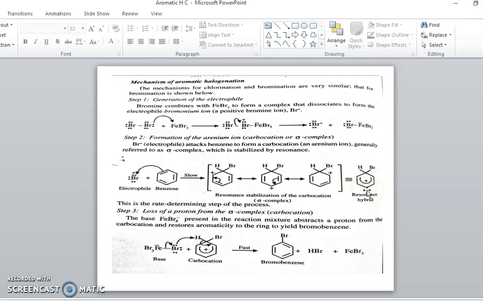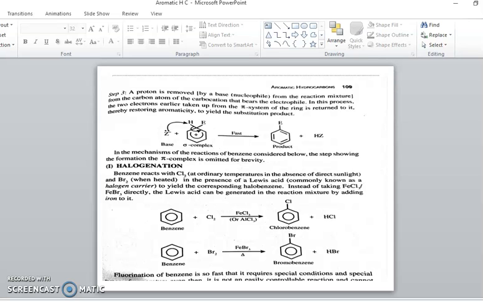Now the last step is this one. Here you have the nucleophile or the base, FeBr4 minus. That will take up an H plus from here. Now this excess electron will be added towards this carbocation or sigma complex to get the product. Okay, so that is the final product, bromobenzene. That's the mechanism of what is called aromatic halogenation.